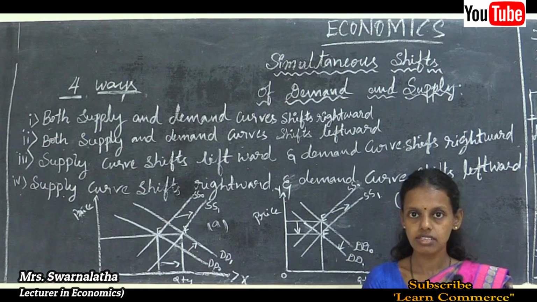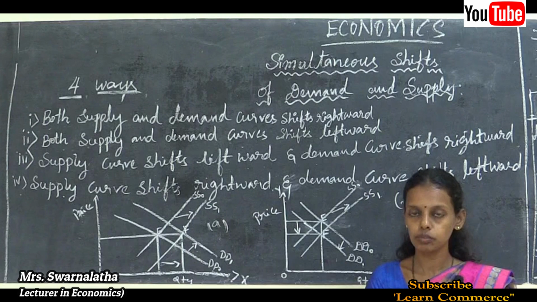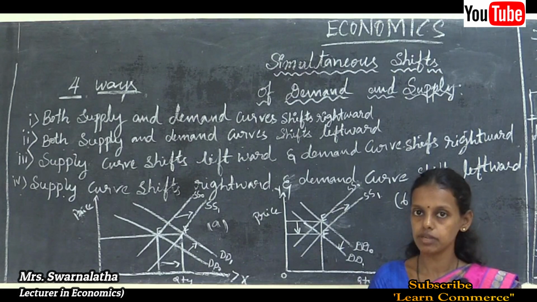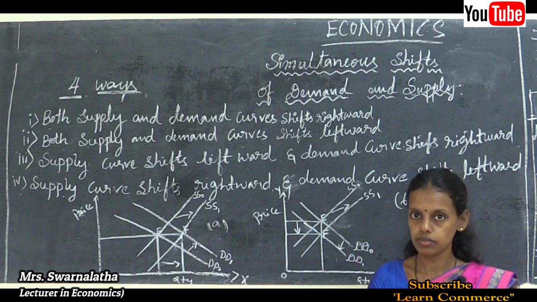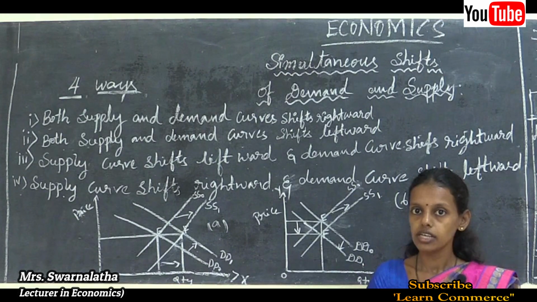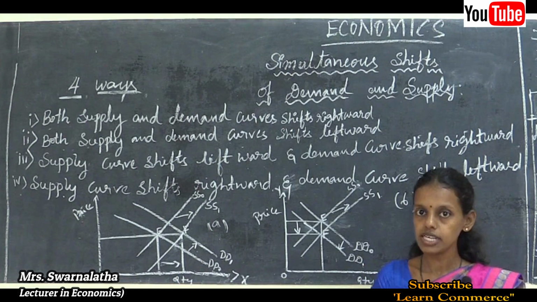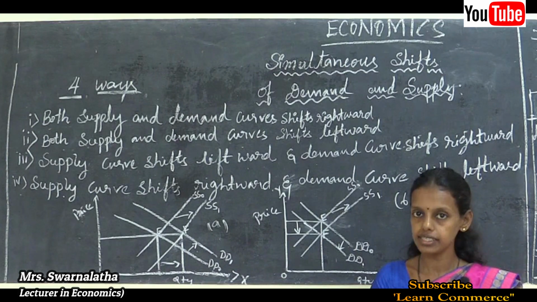Hello students, welcome to economics online classes. In the previous class we discussed market equilibrium, in that shift in demand and shift in supply. This is a continuation of market equilibrium, that is how simultaneous equilibrium occurs under perfect competition. So here we are going to discuss simultaneous shift in both demand and supply.